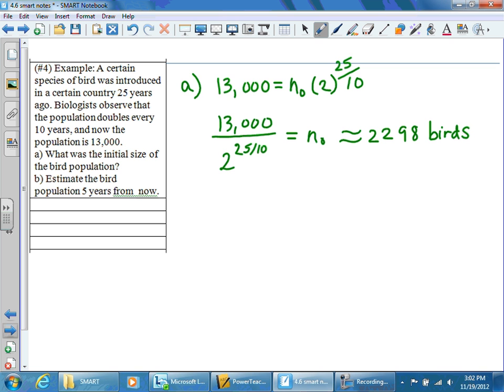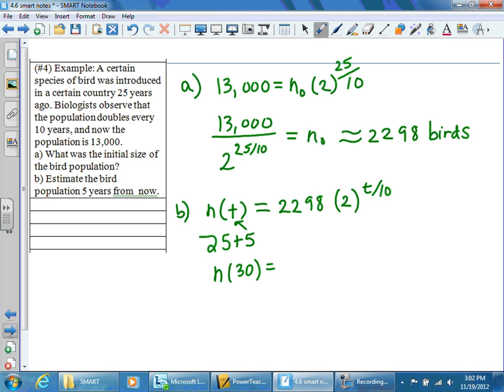B, estimate the bird population 5 years from now. So the first thing I'm going to do is rewrite my formula now that I know my initial amount. So there's my general formula. And 5 years from now would be the 25 plus the 5 that I will have to put in. Because we had 25 years ago, so 5 years from now I can put in 30. And this gives me approximately 18,384 birds.